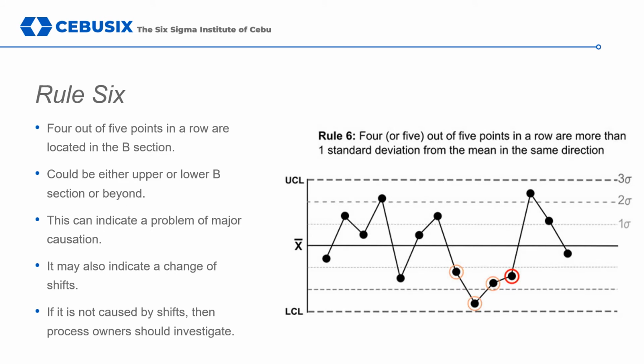Rule 6. 4 out of 5 points in a row on the control chart are located in the upper or lower B section or beyond. This can indicate a problem of major causation or a shift problem similar to that of test 4. If you take a look at the chart, you will see that back to back, the 8th through 11th data points all extend more than one standard deviation below the X bar line.